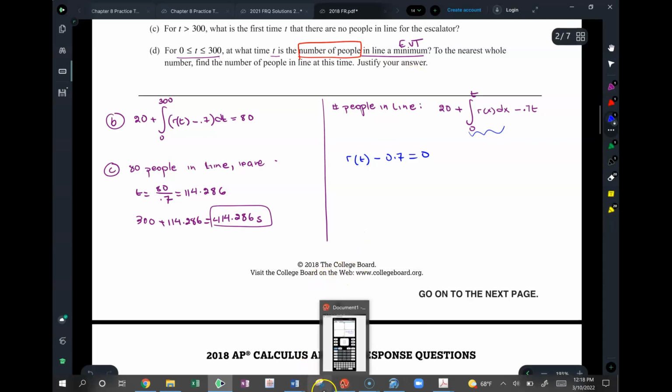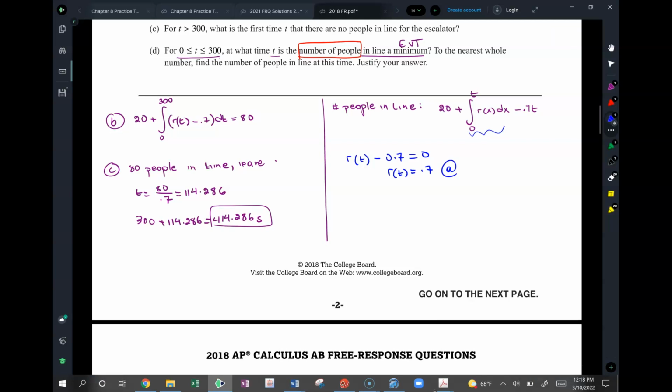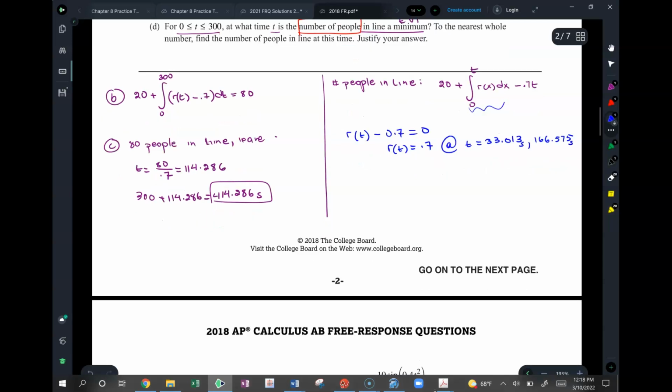If you look on your calculator, like if you've graphed it, this happens at t equals 33.013 and 166.575. Yeah, seconds.